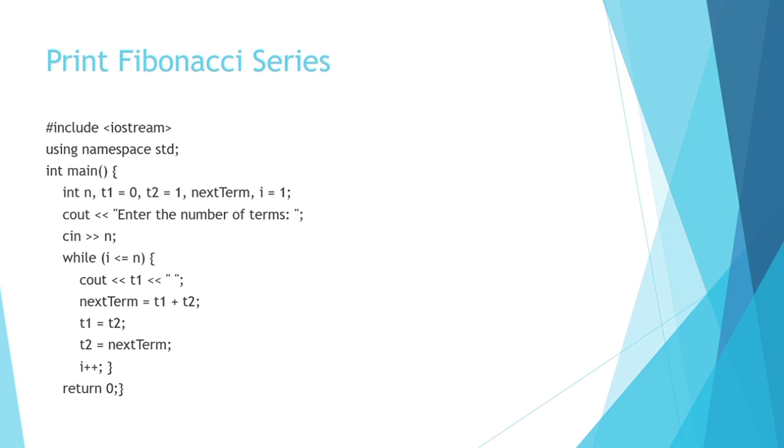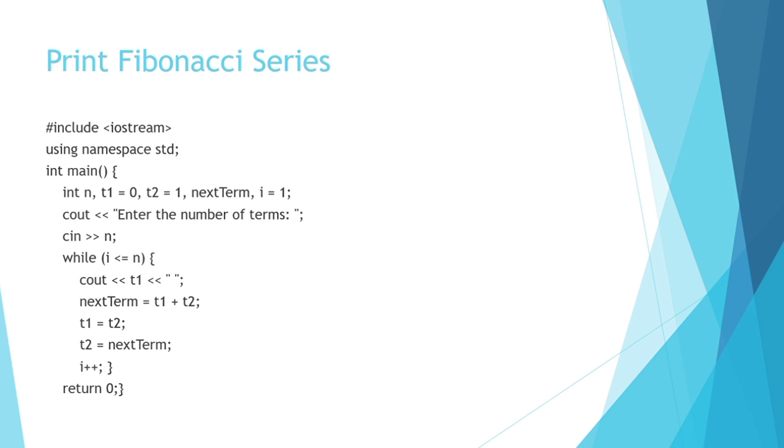After printing, a space is added for better formatting, so each number is separated by a space on the same line. next term equals t1 plus t2. This line calculates the next term in the Fibonacci series by adding t1 and t2. The sum is stored in next term.